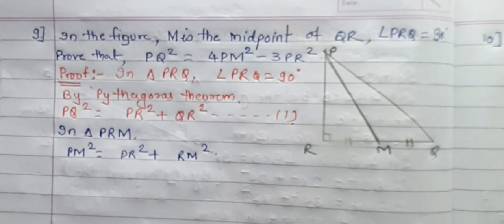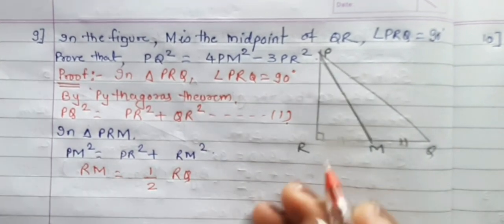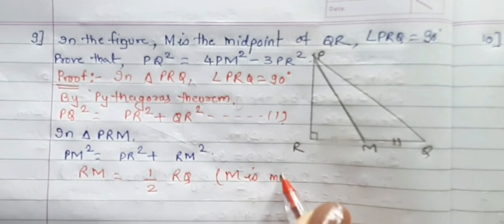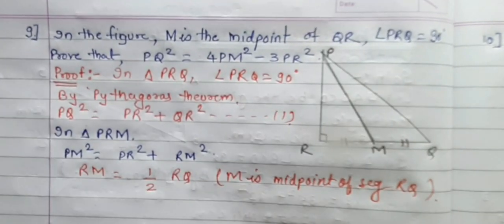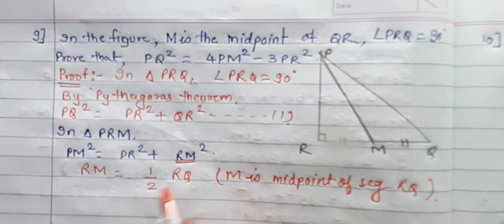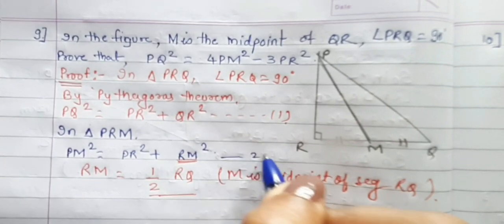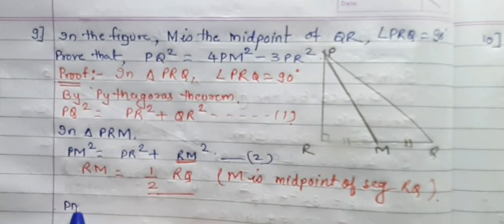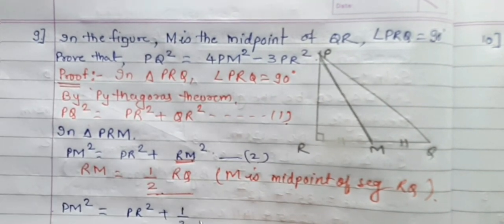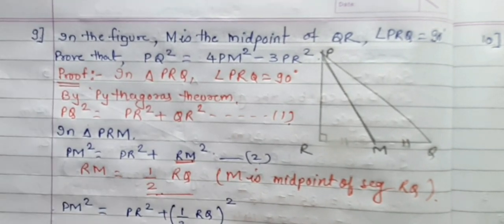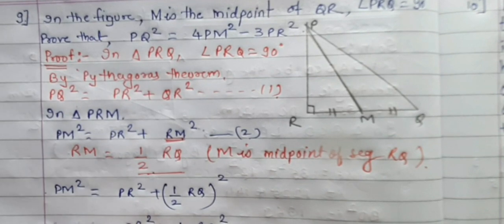So what do I have to write? RM is equal to half of RQ. Why? Because M is the midpoint of segment RQ. So in place of RM, I'll be substituting half of RQ. This is my equation number 2. Now this equation turns out to be PM square equal to PR square plus, in place of RM, half of RQ. So it will be half of RQ whole square. So that is equal to PR square plus 1 upon 4 RQ square. This is PM square.